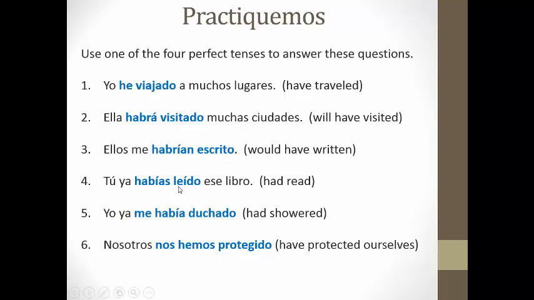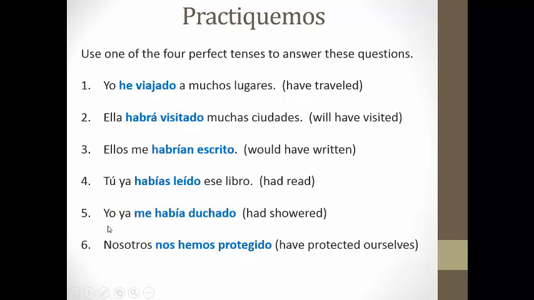Notice I accented leído. That occurs with your ER, IR verbs when the stem ends in a vowel. Okay, so there's a couple, leído, creído, caído, that are going to pick up that accent purely to keep stress on the I of ido.